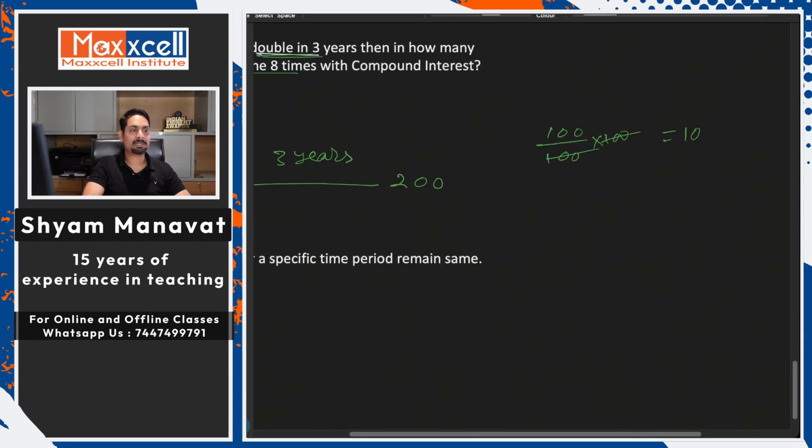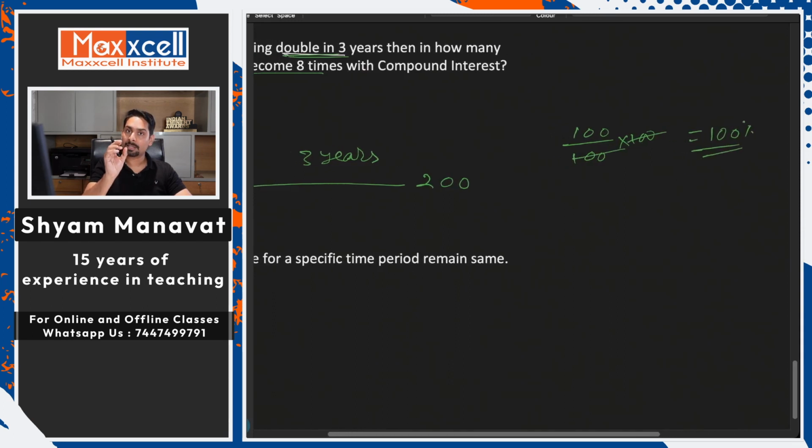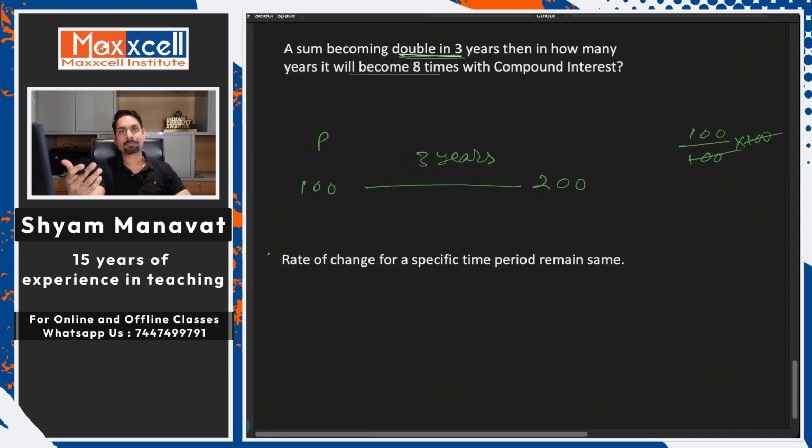What is the percentage value? 100%. So this rate of change remains same. That means in 3 years, if it is becoming double, in every 3 years it will keep on becoming double. Am I clear? Yes? Thank you.